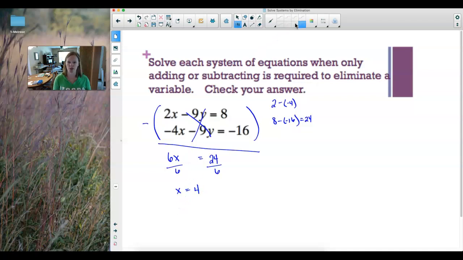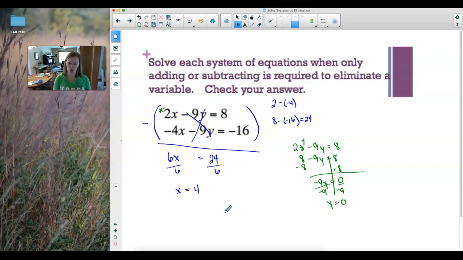Okay, at that point, we're going to pick one of the equations. I'm going to pick the top one again, and we're going to substitute in. 2x minus 9y equals 8. We're going to put 4 in for x. So we have 8 minus 9y equals 8. We need to subtract 8 from both sides. So remember, this minus sign is with the 9. So negative 9y equals 0. And then divide by negative 9. So y equals 0.